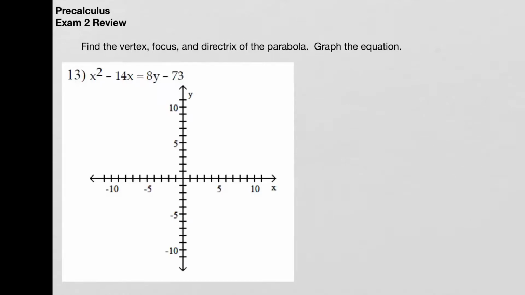In this problem, I need to find the vertex, focus, and directrix of the parabola and then graph the equation. So I'll start with x squared minus 14x equals 8y minus 73. I'm going to go to the next page and work on that, find the vertex, focus, and directrix, then I'll come back here and graph the equation.